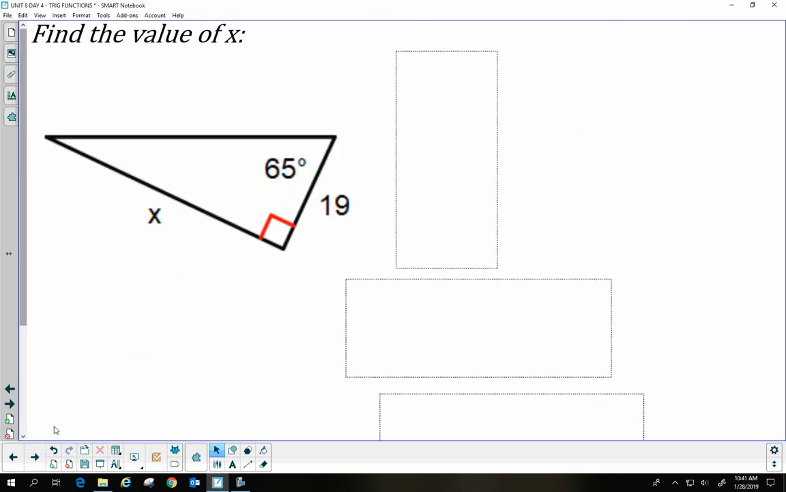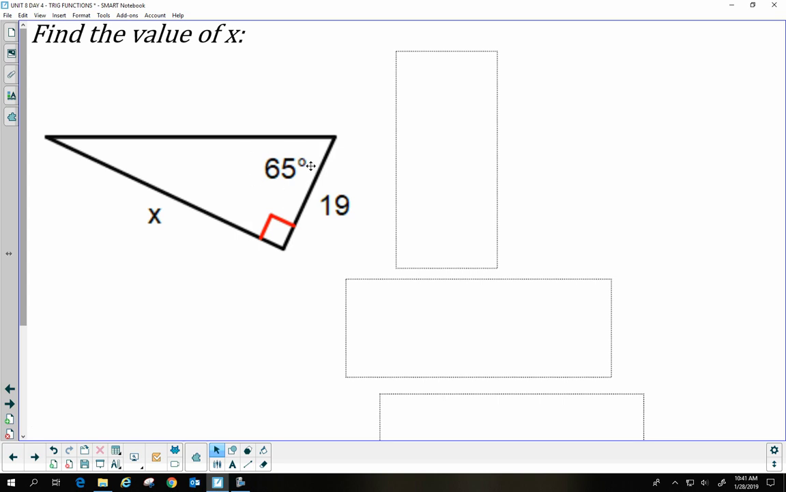So the thing we're going to end up using most with these trig functions is trying to find a missing side. We already know that we can find a missing side length two ways in a right triangle. The first way is by using the Pythagorean theorem, but we have to know two of the side lengths. The other way is by using a special right triangle, like an isosceles right triangle or a 30, 60, 90 right triangle. But of course, we have to have the right angles for that.